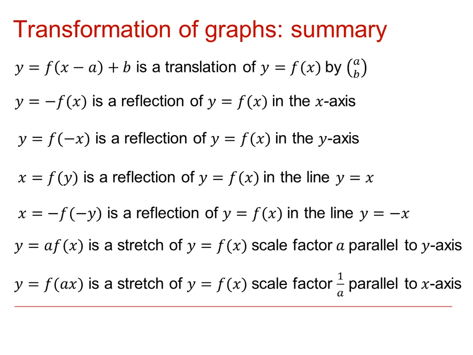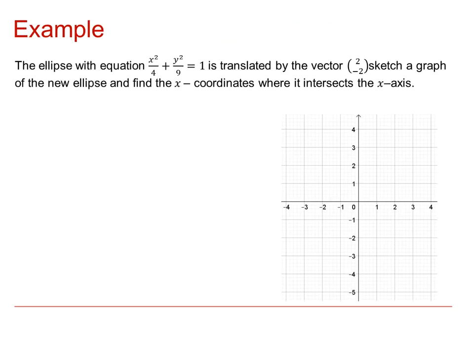So these are all the transformations that you should be familiar with and be able to put into practice with particular equations. As an example of that, I want to do this particular question, which says an ellipse has an equation x squared over 4 plus y squared over 9 is equal to 1, and it's translated by the vector (2, -2). First of all, we want to sketch a graph of the new ellipse and find the x-coordinates where it intersects the x-axis.